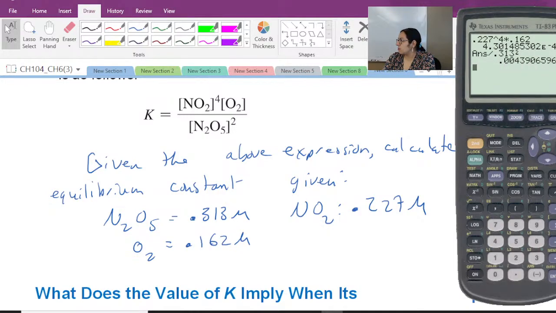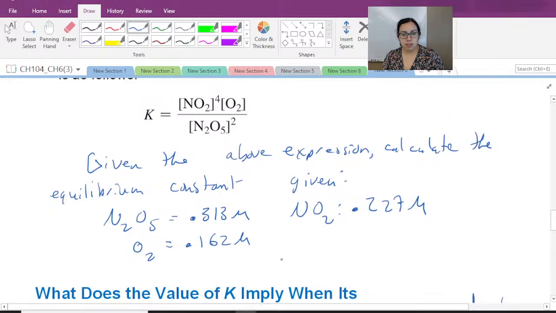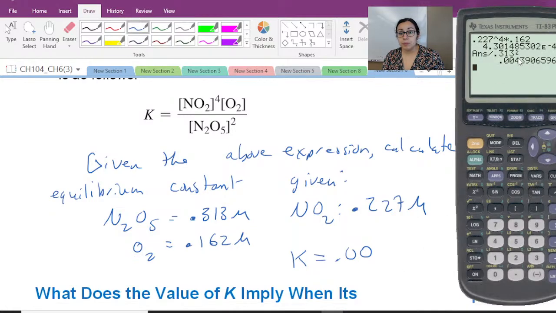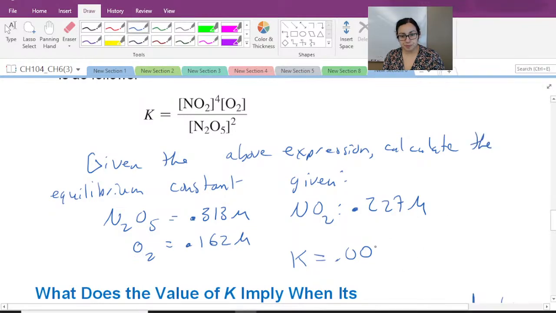So did we get this value? All right, excellent. I see some nods. The other people get this. So again, not going to be too difficult. You just take values, plug them in, write expressions. That's going to be the worst it's going to get. So then we can say our K is 0.00439. And again, unitless there.